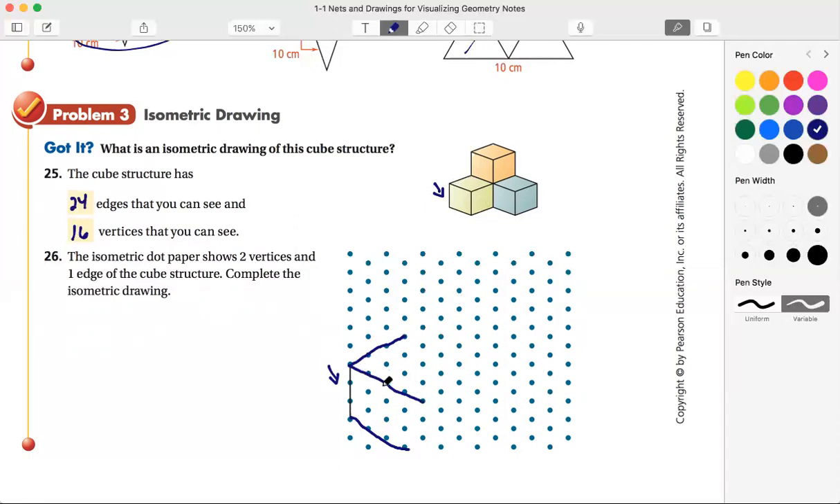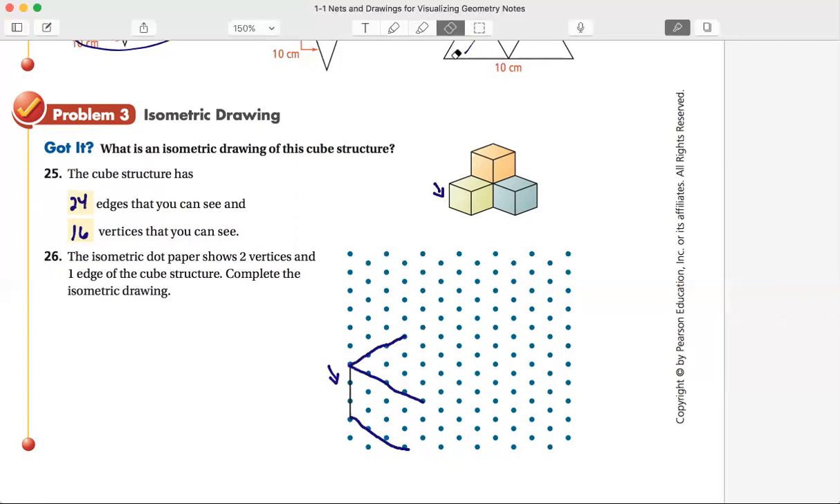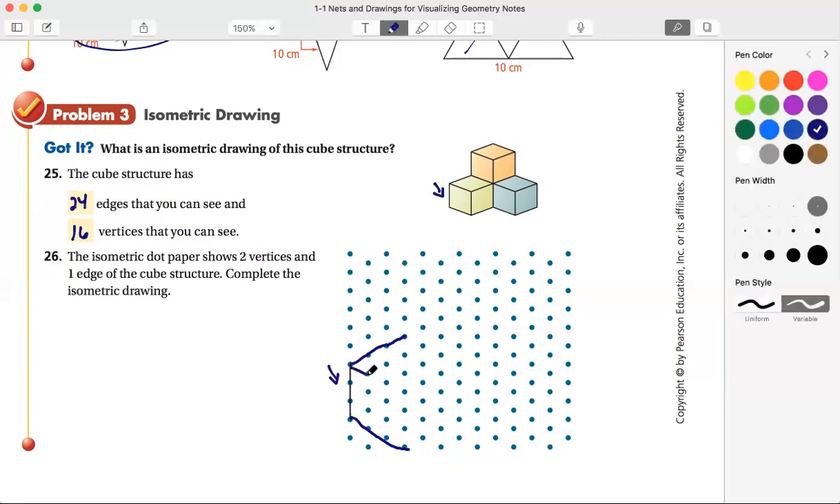1, 2, 3. Oh, I'm going too far on that one. My apologies. Okay, so let's stop there. Then we have this face that comes down. And 1, 2, 3 here, goes this way. And here is seeing this first box coming up. And there is your first box.